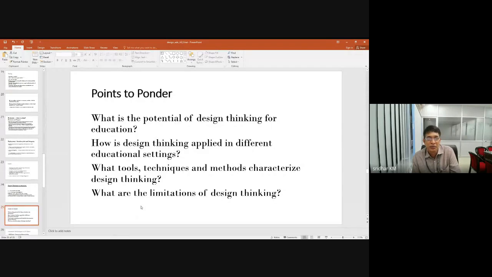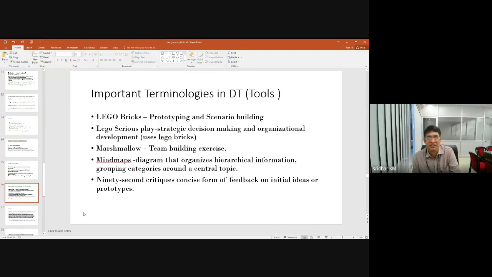So how is design thinking applied in different educational settings? There may be practical ones, theoretical ones, participative ones. There are different settings in education and research. How is design thinking applied in different settings? This is the key doubt that comes for people. What tools, techniques, and methods are characterized? Are there any standard protocols for this? Being a scientific method, are there any standard tools, techniques, and methods available, like regular science has its own methodologies, tools, and techniques? And what are the limitations of design thinking? So let us see the important terminologies associated with these tools.